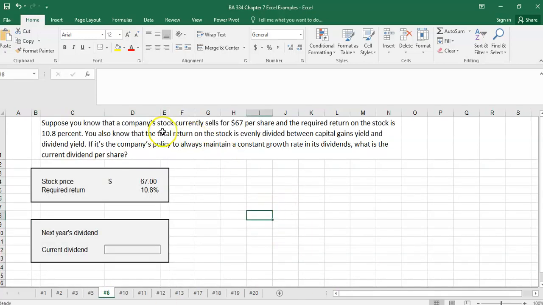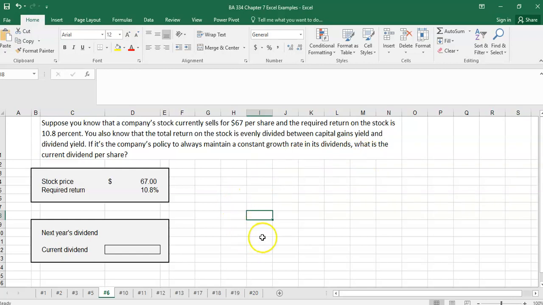In our next example, we know that a company's stock is currently selling for $67 per share with a required return of 10.8%. We also know that the total return is evenly divided between capital gains yield and the dividend yield. So it's the company's policy to always maintain constant growth rate in its dividends. What is the current dividend per share?